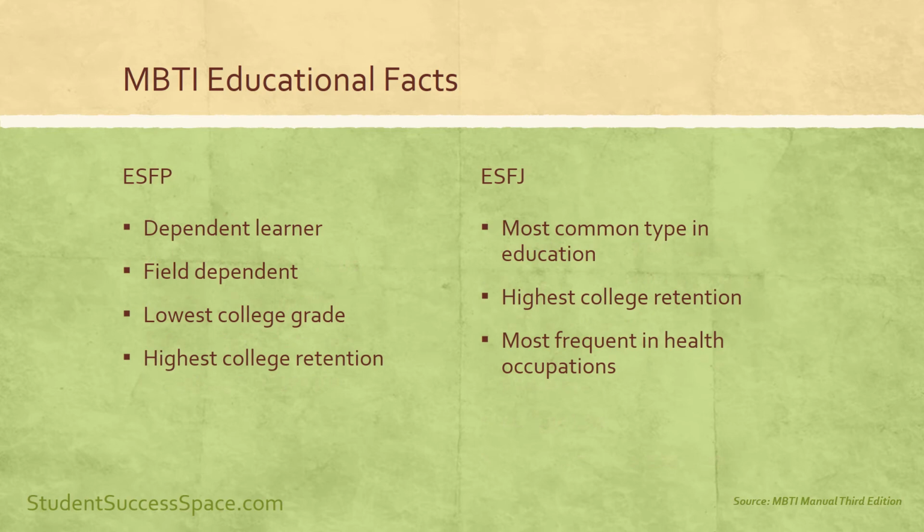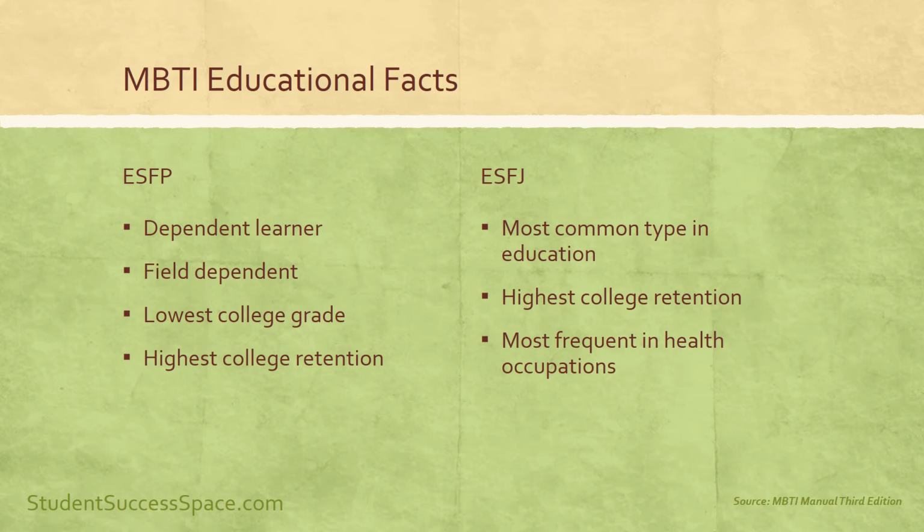An ESFP is a dependent learner. They're also a field-dependent learner. Remember that if you want to learn more about that, look at the Witkin's test. They're among the 2 types with the lowest overall college grades, and they're among the highest in college retention. They also tend to be the highest in persistence in college.